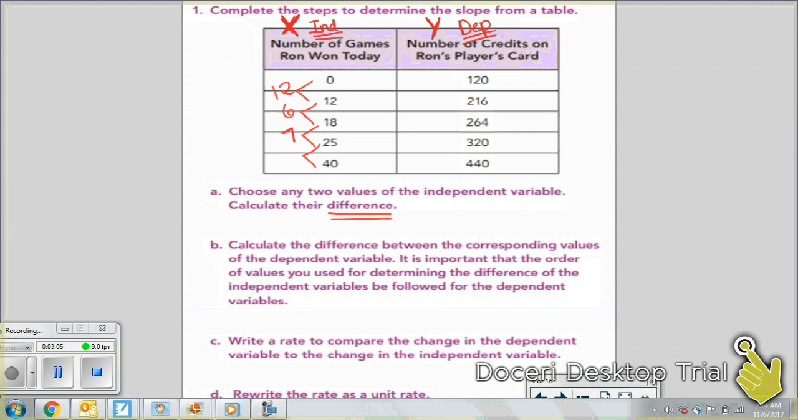Let's try this again. We're going to do the same thing for 40 minus 25. On 3, we're all saying the answer. 1, 2, 3. Okay, so we should have had the answer of 15. Let's go down to question B.